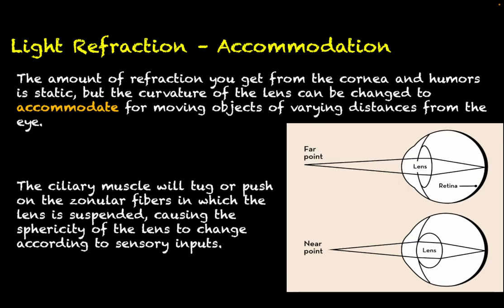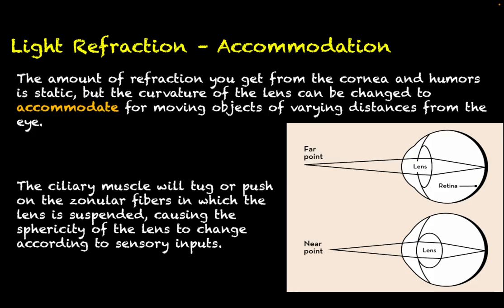So essentially the way this is going to work is that the ciliary muscle that suspends the lens in those zonular fibers will tug or push on those fibers, and that will allow us to change the sphericity of the lens according to a number of sensory inputs that are coming into the brain.